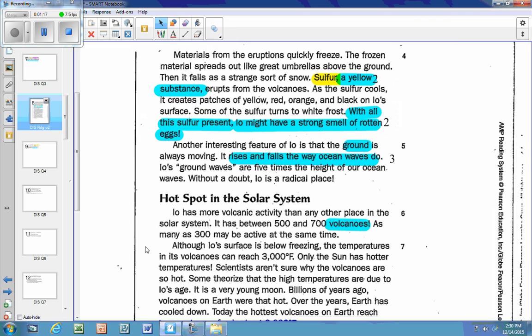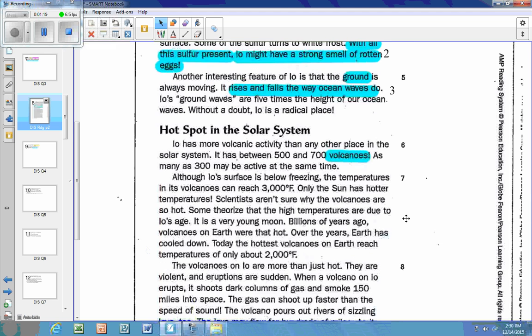Okay, moving down to the text. Although Io's surface is below freezing, the temperatures in its volcanoes can reach 3,000 degrees Fahrenheit. So now I'm talking about temperatures. Only the Sun has hotter temperatures. All right, that's another clue. That's a hot temperature. It says hotter temperatures.